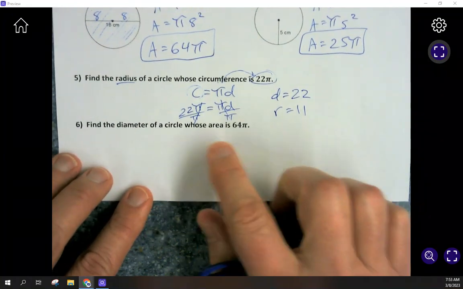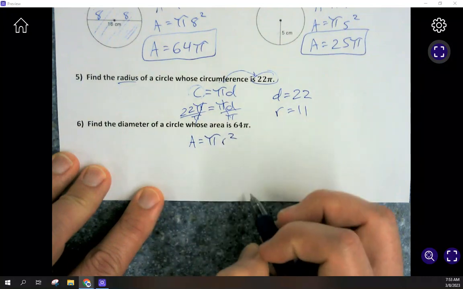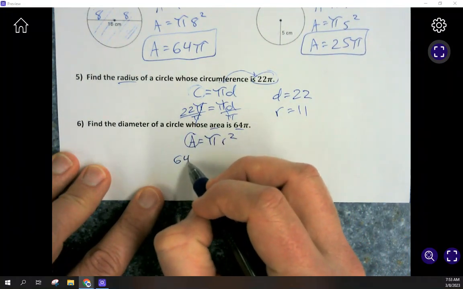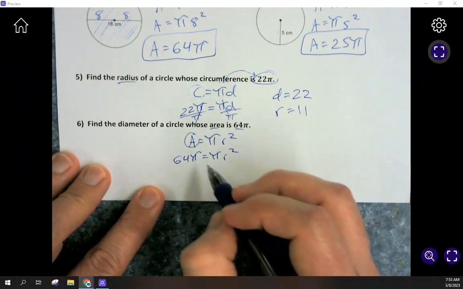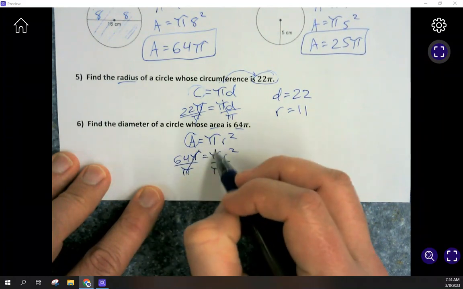All right, and then what if they give you the area? So area equals pi r squared. They told you the area is 64 pi. So we're going to plug that in for area. 64 pi equals pi r squared. I see pi on both sides, so I can divide on both sides to clear pi out.